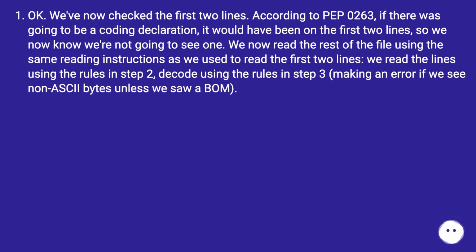OK. We've now checked the first 2 lines. According to PEP 263, if there was going to be a coding declaration, it would have been on the first 2 lines, so we now know we're not going to see one. We now read the rest of the file using the same reading instructions as we used to read the first 2 lines. We read the lines using the rules in step 2, decode using the rules in step 3, making an error if we see non-ASCII bytes unless we saw a BOM.